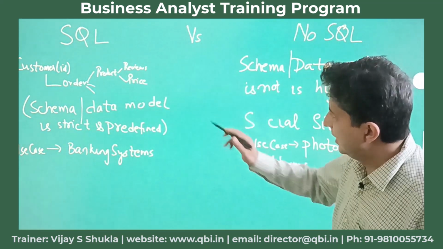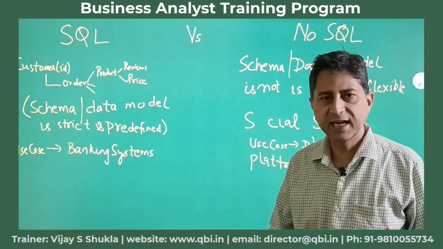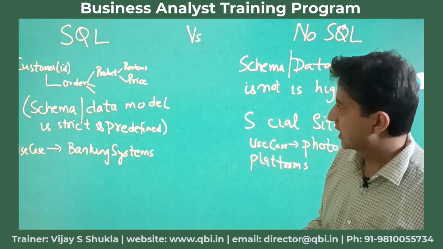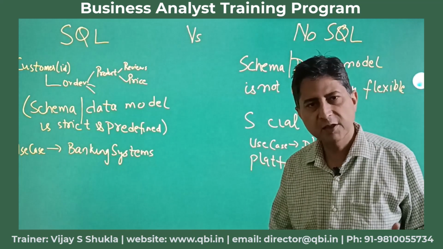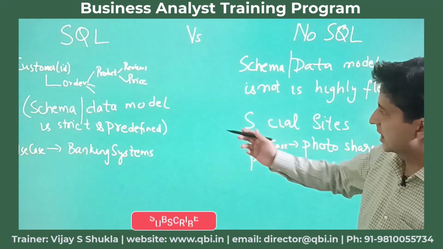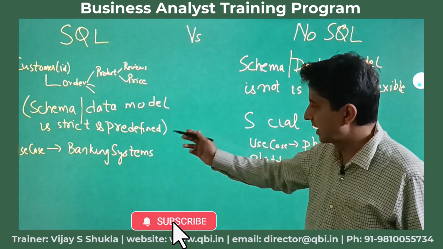SQL, say for example, there is highly structured data about the customer ID for, say, an e-commerce system. So the customer ID may have an order. This order may have multiple products. Products may have reviews and prices. So the schema or data model is strict and predefined.